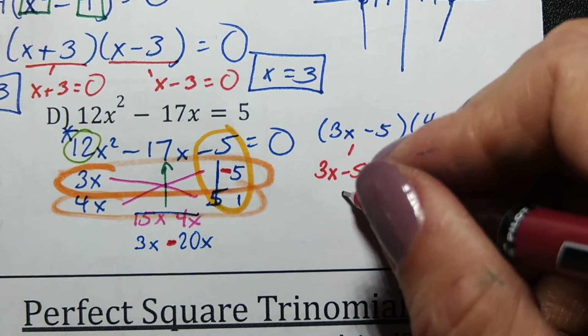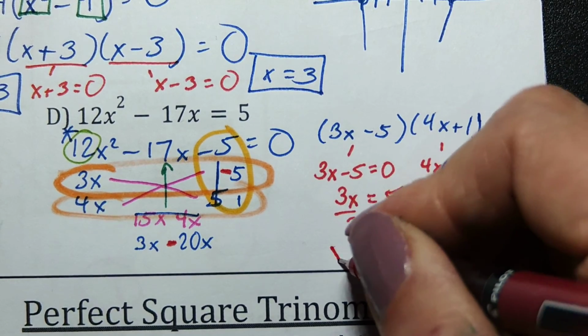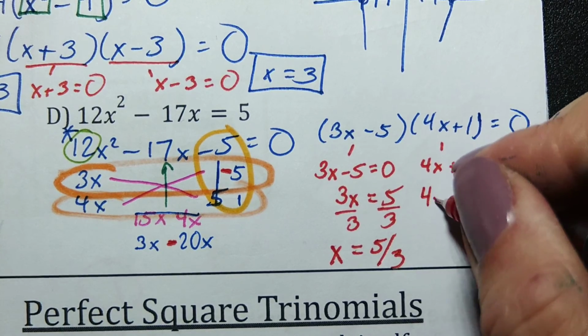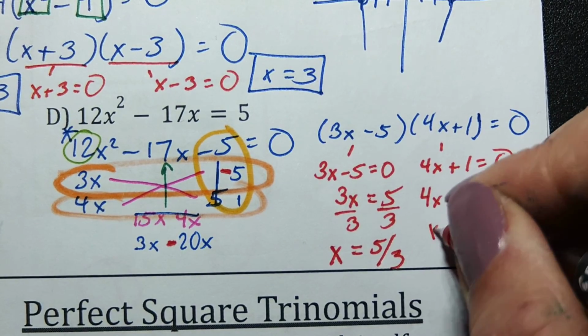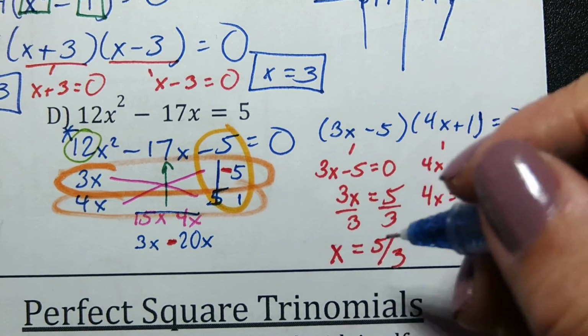Add the 5 over. 3x equals 5. Divide by 3. Ew, x is 5/3. Not my favorite x-intercept. 4x equals -1. x equals -1/4. Also, not my favorite x-intercept.